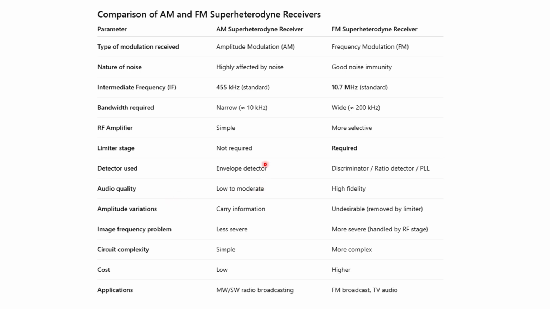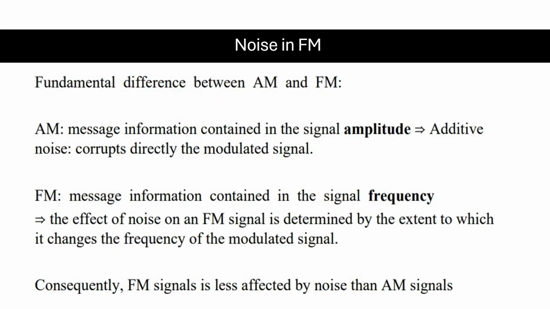A detector like the envelope detector is used in AM, and in the case of FM we use the phase locked loop or ratio detector, right? And amplitude variation carries the information in amplitude modulation, and definitely not in the case of FM, right? And cost is comparatively lower in the case of AM.